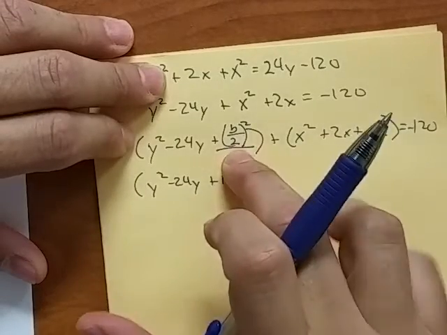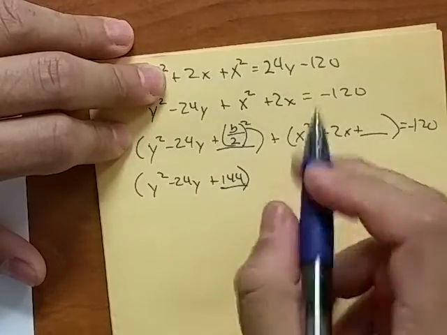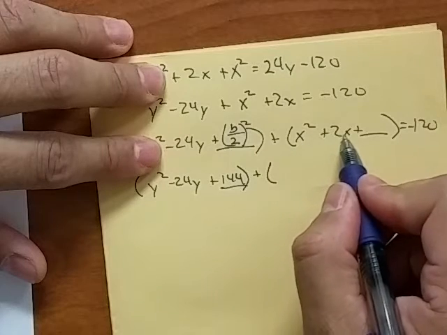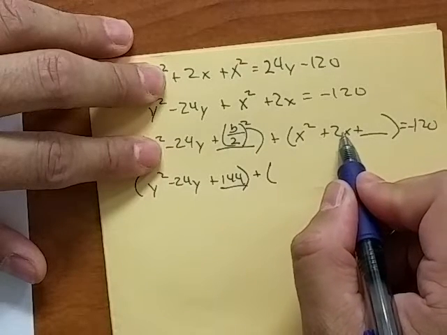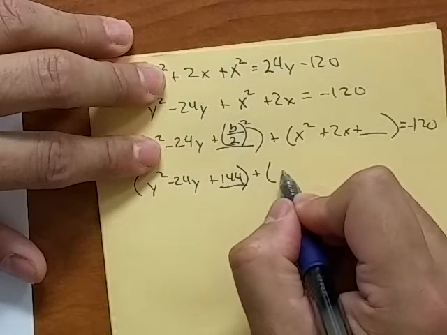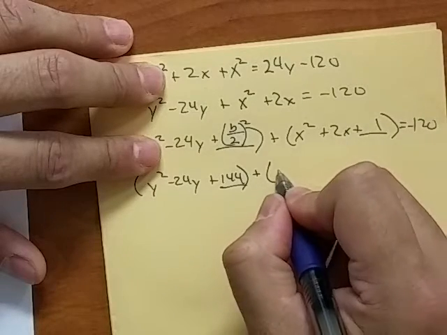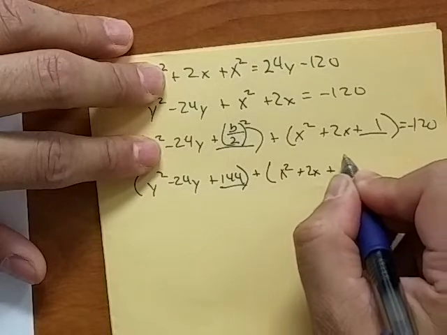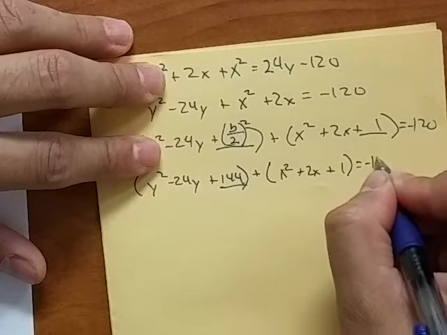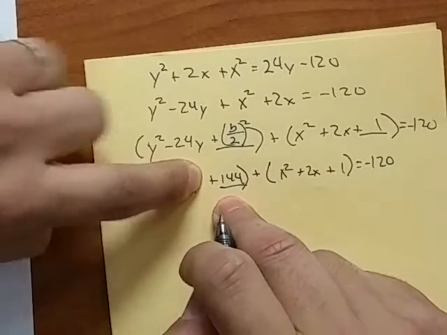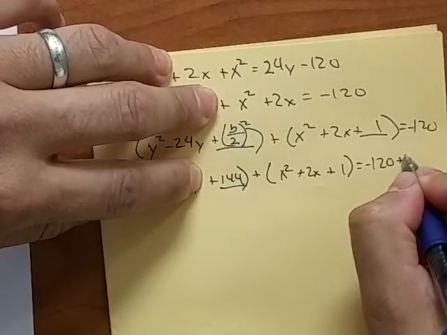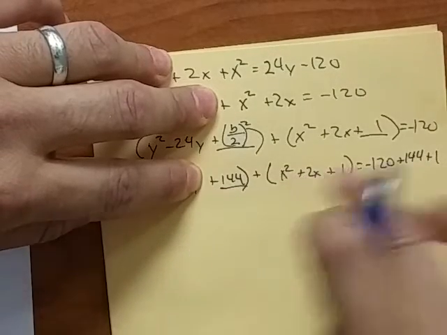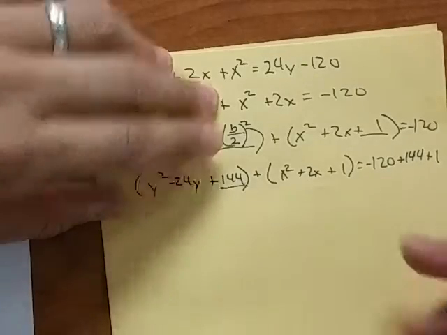Don't forget, whatever I do to this side, I must also do to the other side, so you'll see it here in a second. Same thing over here: take this divided by 2 and square it, which just gives me 1. So it's x squared plus 2x plus 1 equals negative 120. If I added it here, I must also add it here, so plus 144 plus 1. I added it here and I added it here. So I do unto one side as I do unto the other.